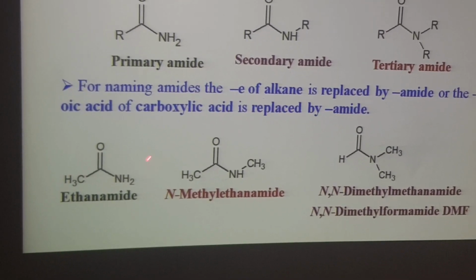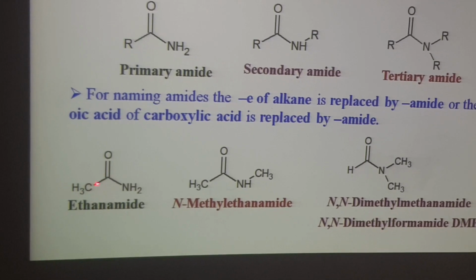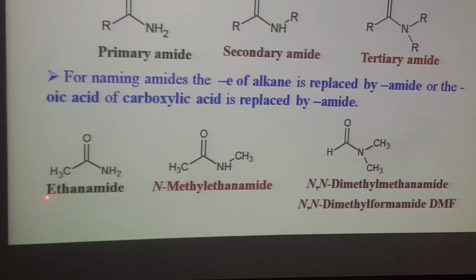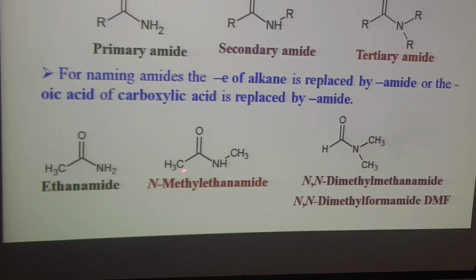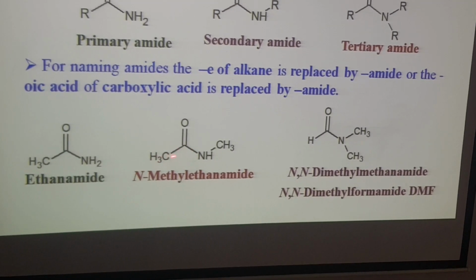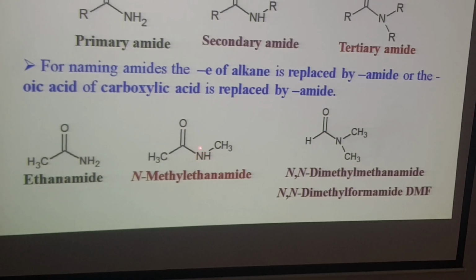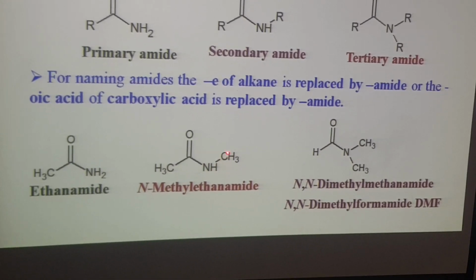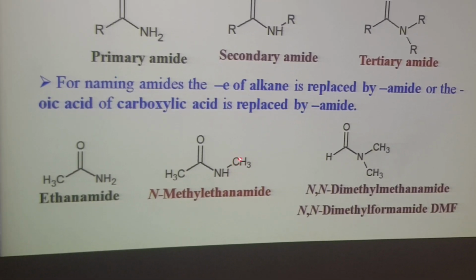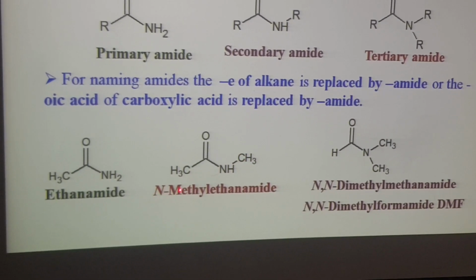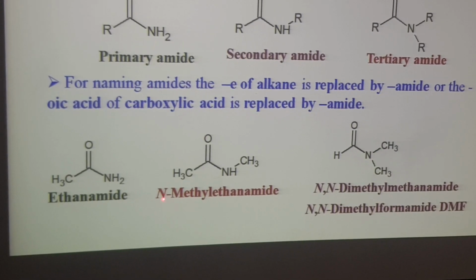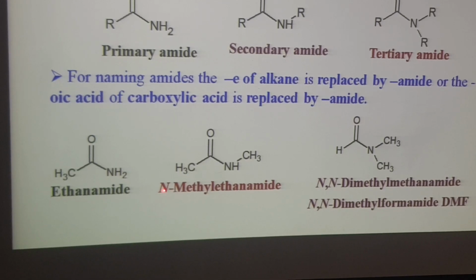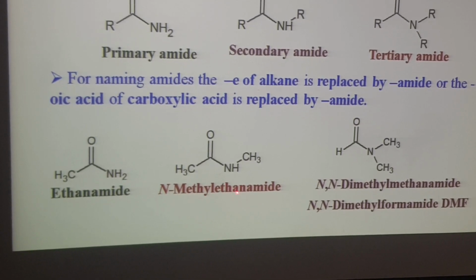So for naming amides, the E of alkane is replaced by amide, or the oic acid of carboxylic acid is replaced by amide. For example, here we have two carbon, ethane, and you just replace E with amide. So the name of this molecule is ethane amide. So it will be again ethane amide, but in this case nitrogen is substituted with a methyl group. So whenever nitrogen is substituted with any alkyl group or aryl group, then we must mention N-methyl or any alkyl group. So this shows that this alkyl group is attached with nitrogen. So the name of this molecule is N-methyl ethane amide.